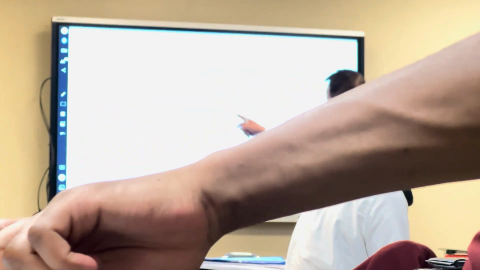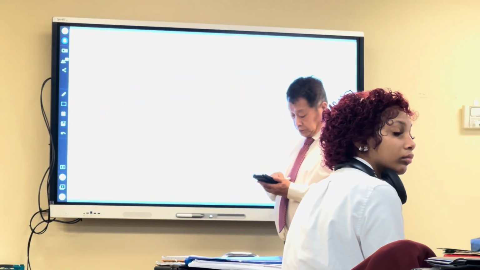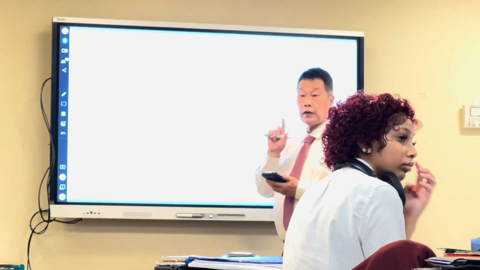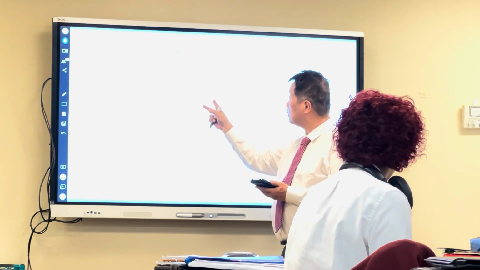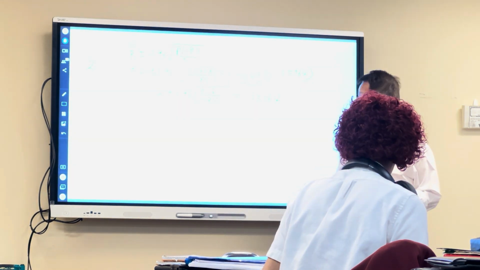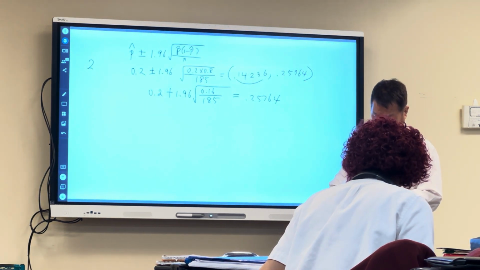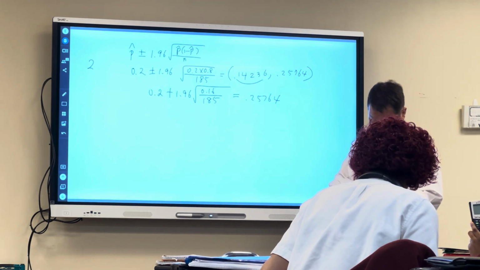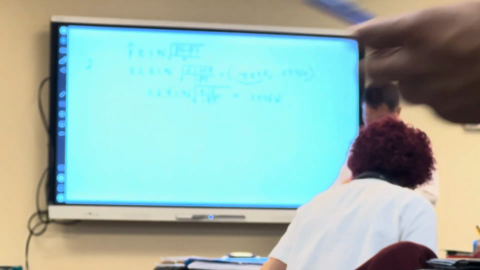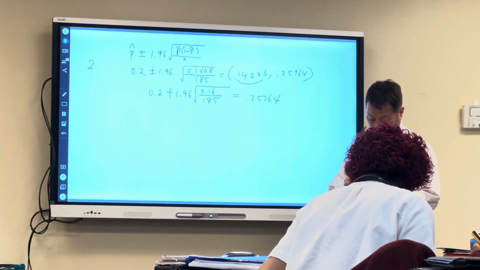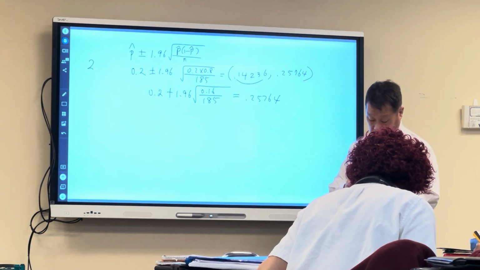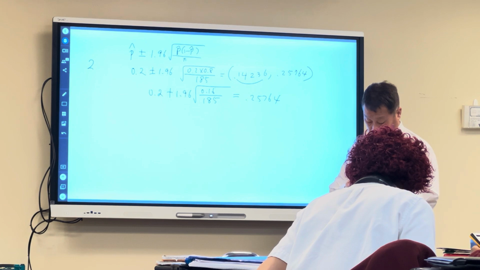So let's get this number first. Everybody has a calculator? Can you give me the number? Square root of 0.16 divided by 185. You have to use that formula in order to find the confidence interval.